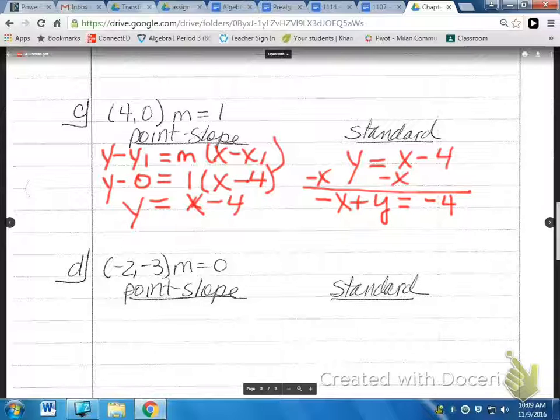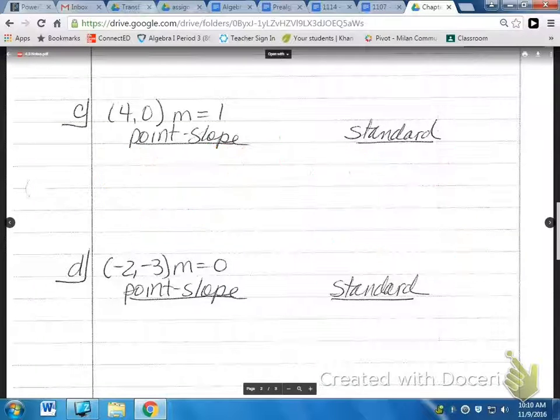How do I got to fix this? Ben? Multiply by -1. So positive x minus y equals 4. A, b, and c, integers? Yep. Common factor other than 1? Nope. We're good to go. All right.